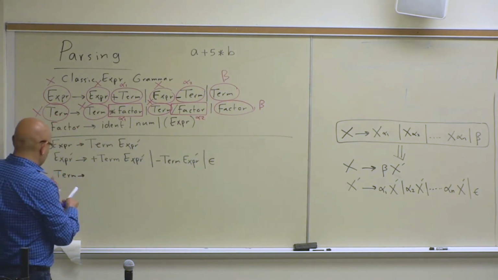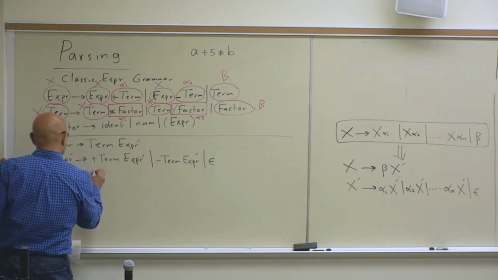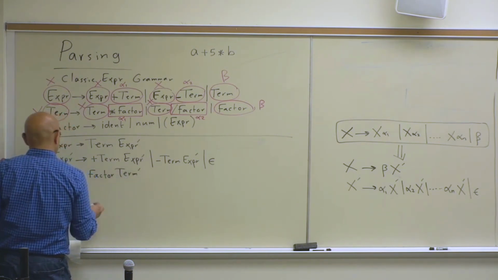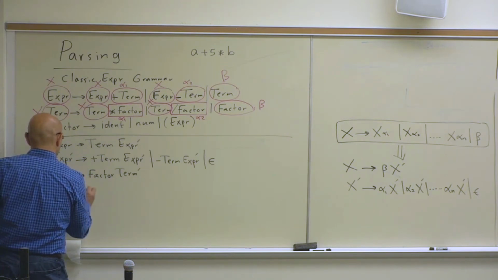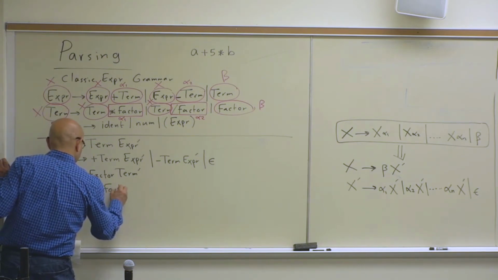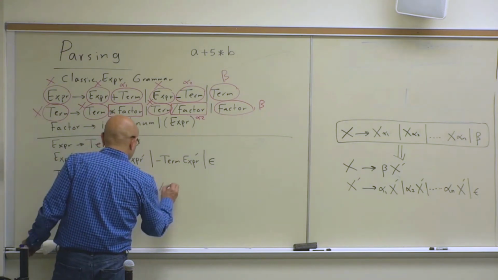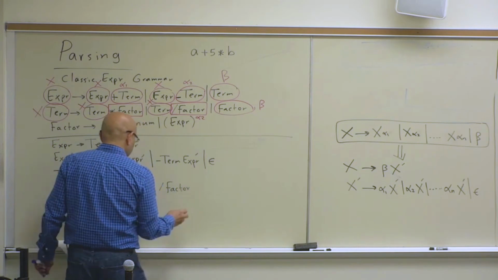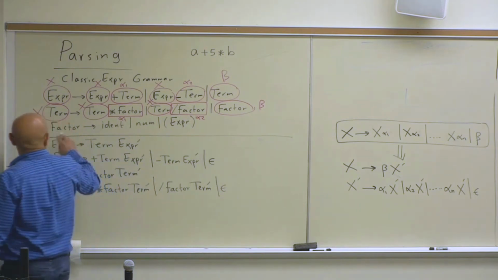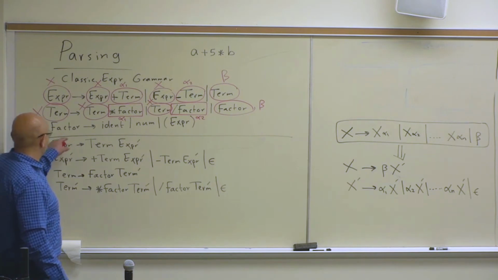So now, term is what? Beta. What's beta? Factor. Term prime. Where term prime is alpha 1, which is times factor term prime, or divided by factor term prime, or epsilon. Now what about the last three productions for defining factor?